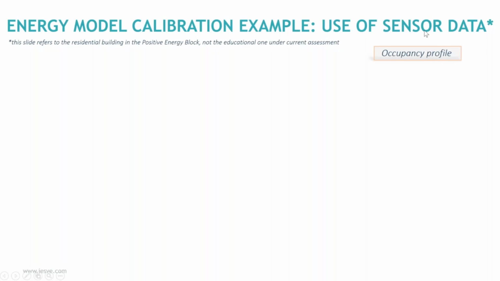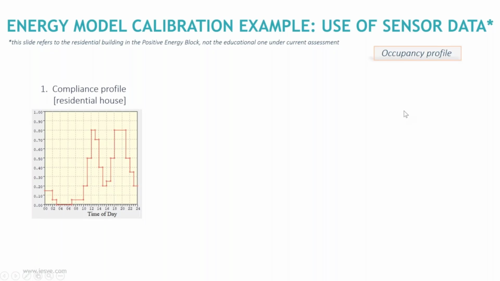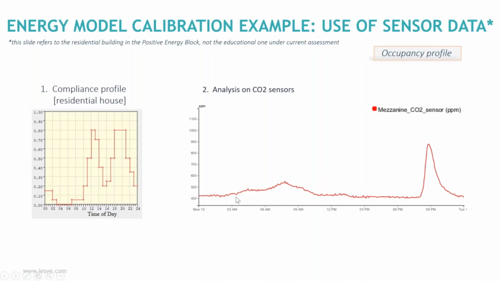Another way of using this will be sensor data. This is not related to the same building, it's related to a residential building, which used sensor data for occupancy. So let's say you start from a compliance profile for a residential house. This will be a normal compliance profile for an Irish residential house. But then in that particular building, we had CO2 sensors because the building owner decided to install them.